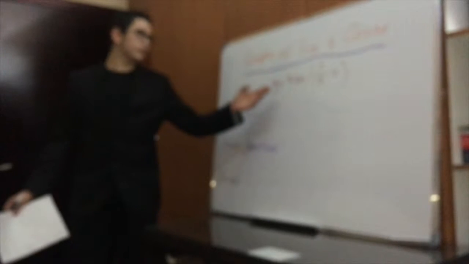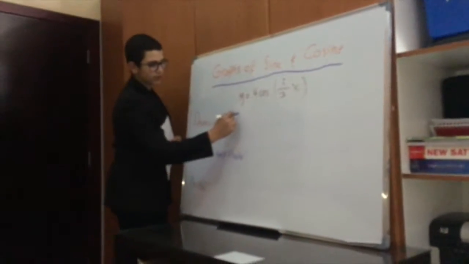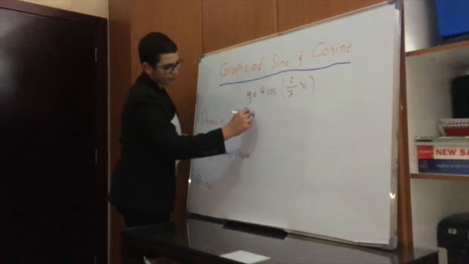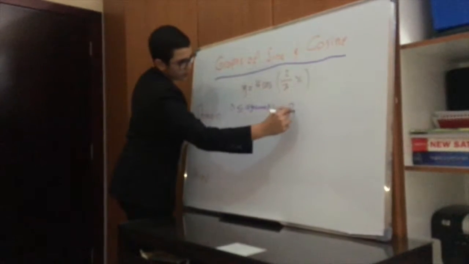Now Farris will explain to you the next example. I will give you an example to hopefully understand the lesson better. So I'm using the example y equals 4 cosine of 2 over 3 x. First we need to find the domain. The domain is 0 less than or equal to the argument, which is less than or equal to 2 pi.